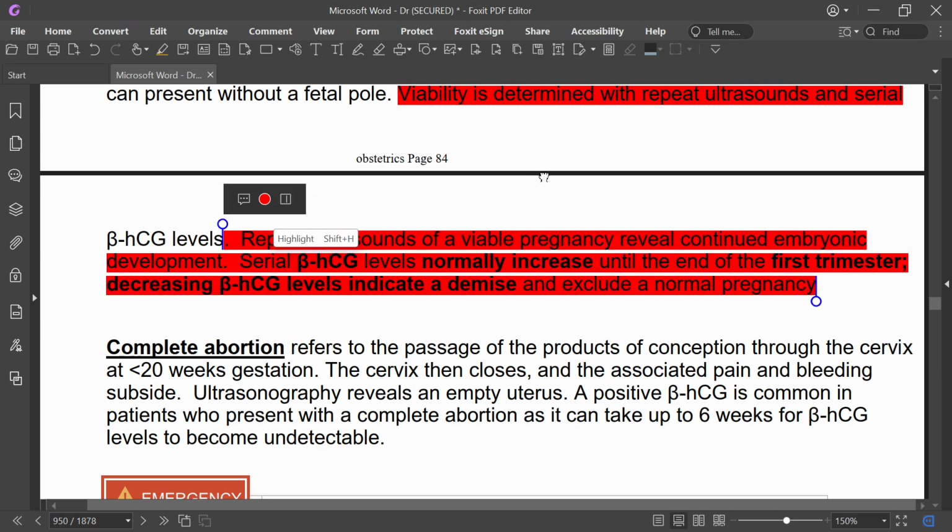Repeat ultrasound of a viable pregnancy reveals continued embryonic development. Serial beta hCG levels normally increase until the end of the first trimester. Decreasing beta hCG levels indicate fetal demise and exclude a normal pregnancy.